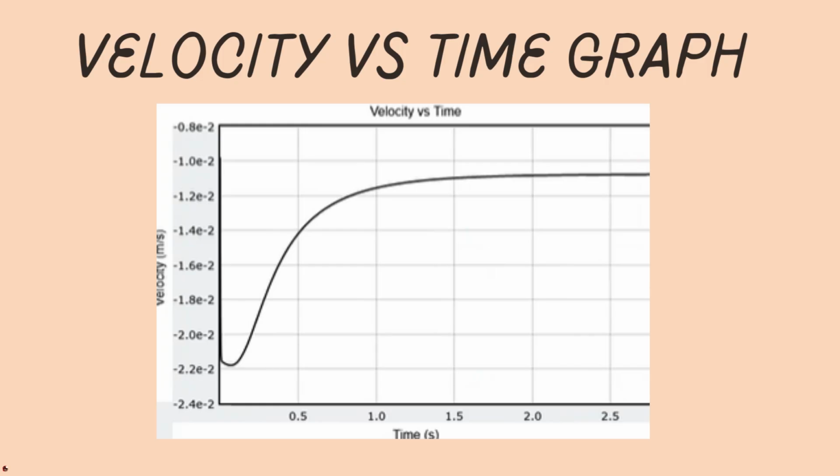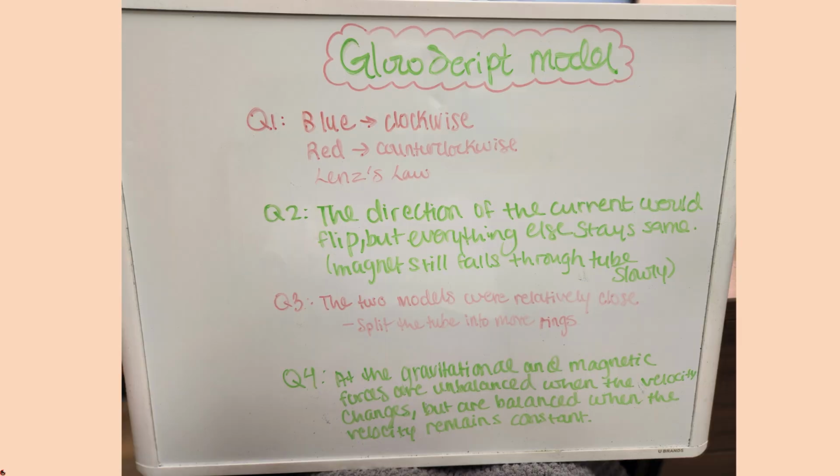Here's a closer look at the velocity versus time graph. You can see how at first it increases dramatically. That's the force of gravity and the magnetic force being unbalanced, and then it evens out once they become constant. The intensity of the coloring on the tube indicates the magnitude of current flowing through each ring. Red and blue indicate current flowing in opposite directions.